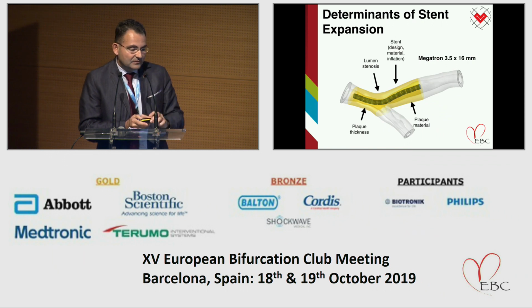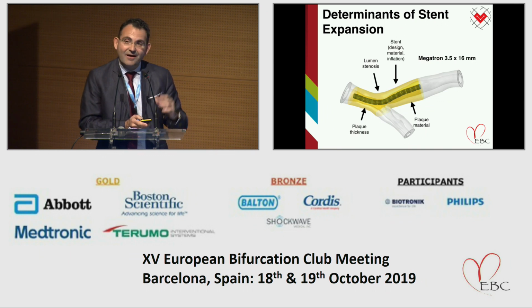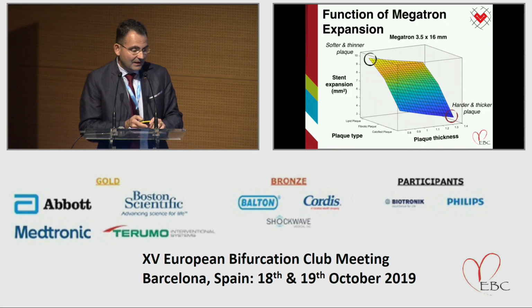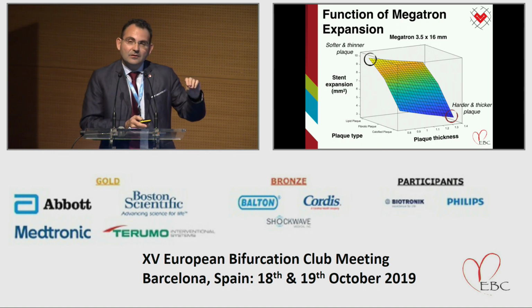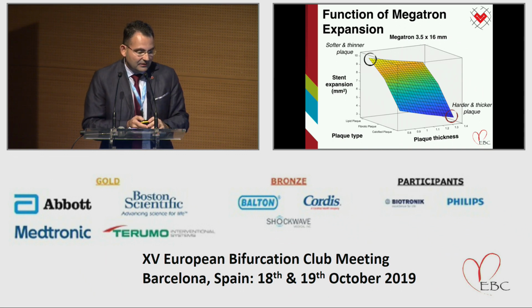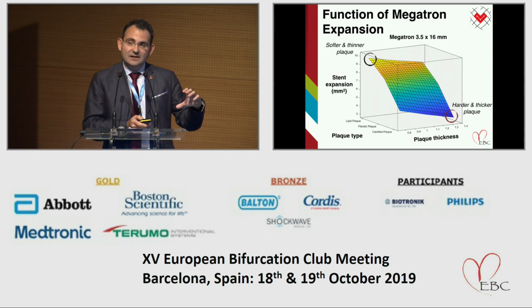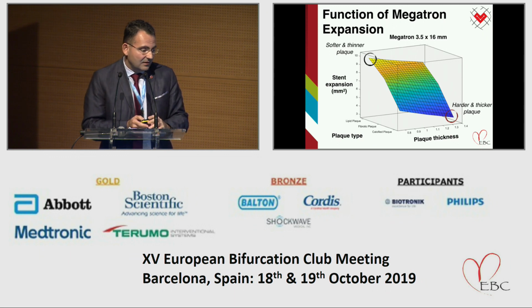And trying to see how those features, those characteristics, those determinants affect the expansion of the Megatron, we come up with this function, which is the function of the Megatron 3.5 by 16 expansion in relation to plaque type, plaque thickness, and the initial lumen area. And obviously, it's obvious here that the harder and thicker on the right-hand side the plaque is, the smaller the expansion of the stent. The softer and thinner the plaque is, the higher the expansion. That's obvious.